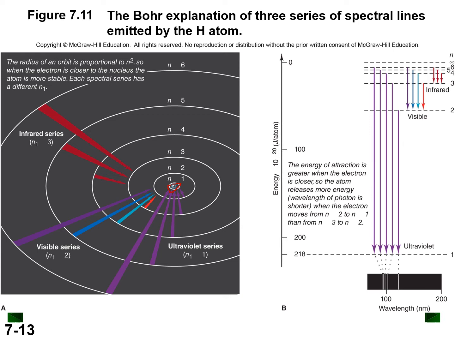From this figure, we can also see that each spectral series has a different value of n1. For example, the infrared series has n1 equal to 3, the visible series has n1 equal to 2, and the ultraviolet series has n1 equal to 1.